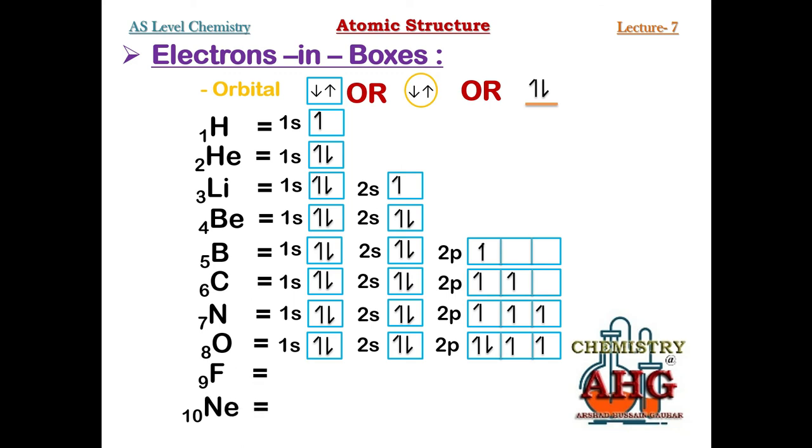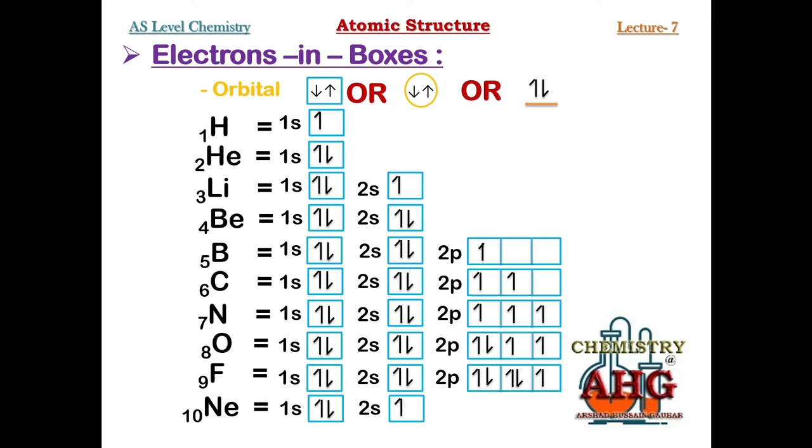Okay, if you have written the electronic configuration, you can check it out. Fluorine: 1s2, 2s2, now 2p5, 1, 2, 3, 4 and 5. And for neon, 1s2, 2s2, 2p6. Simple? Okay. Now you have understood how to write electrons in the boxes configuration. Based on this electronic configuration, there is another piece of information that I am going to tell you, which is helpful in the subsequent lectures that we will discuss for atomic structure.